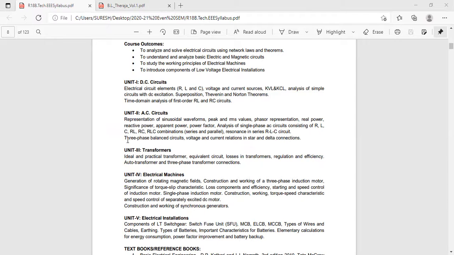This is a very important topic. Definitely one question will come in this topic. There are two types of three-phase balanced circuits: one is star connection, another one is delta connection. In star and delta connection, we'll derive the voltage and current relations. Now we'll start this topic.